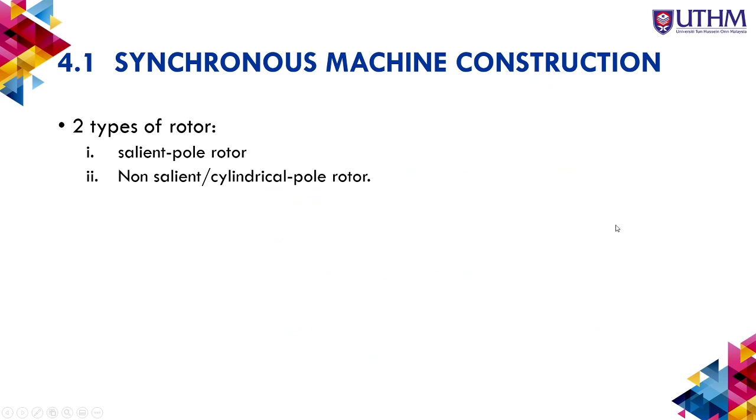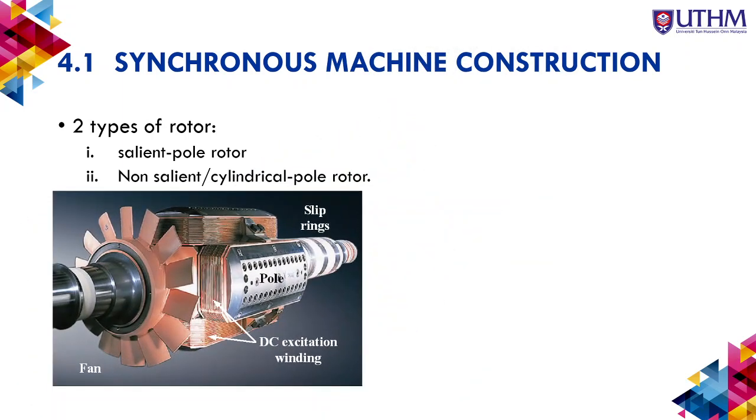There are two types of rotor. One is the salient pole, where there is a looping coil. The coil loops many times, a few times, and then this is a pole. The pole will produce the magnetic field.